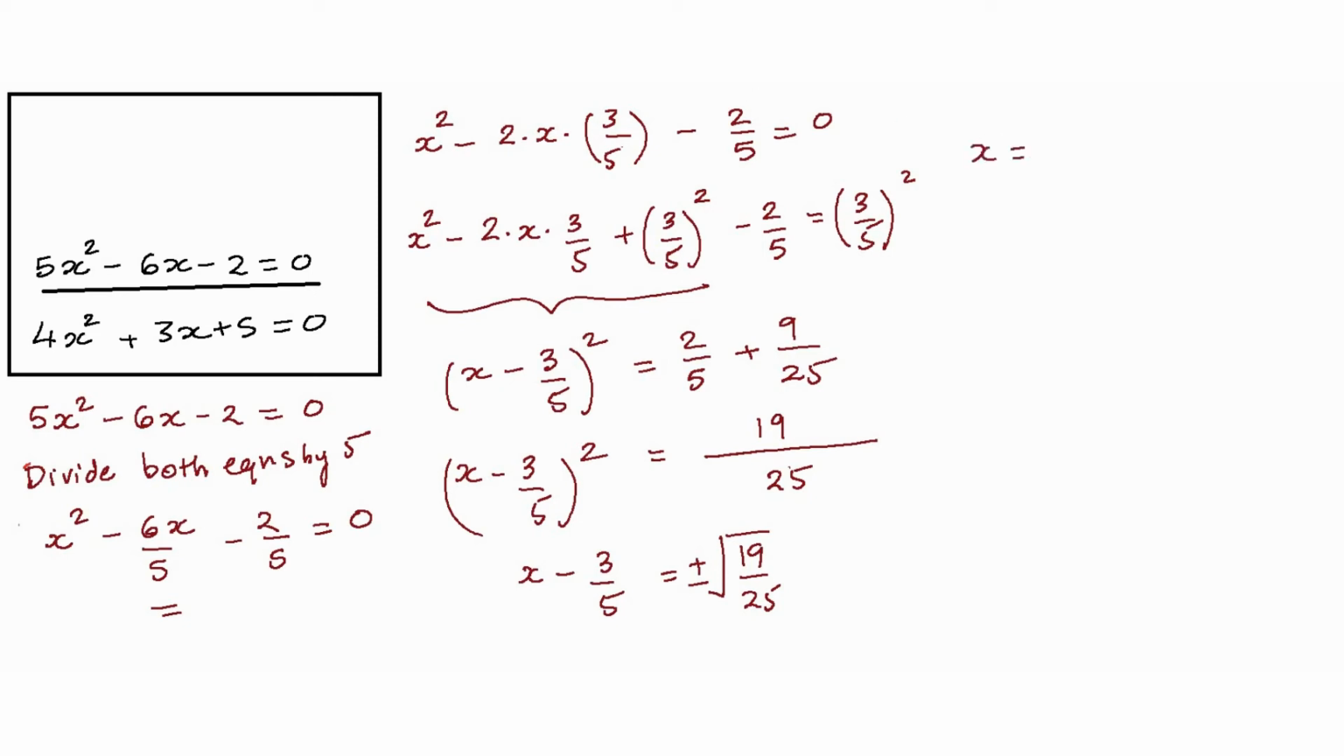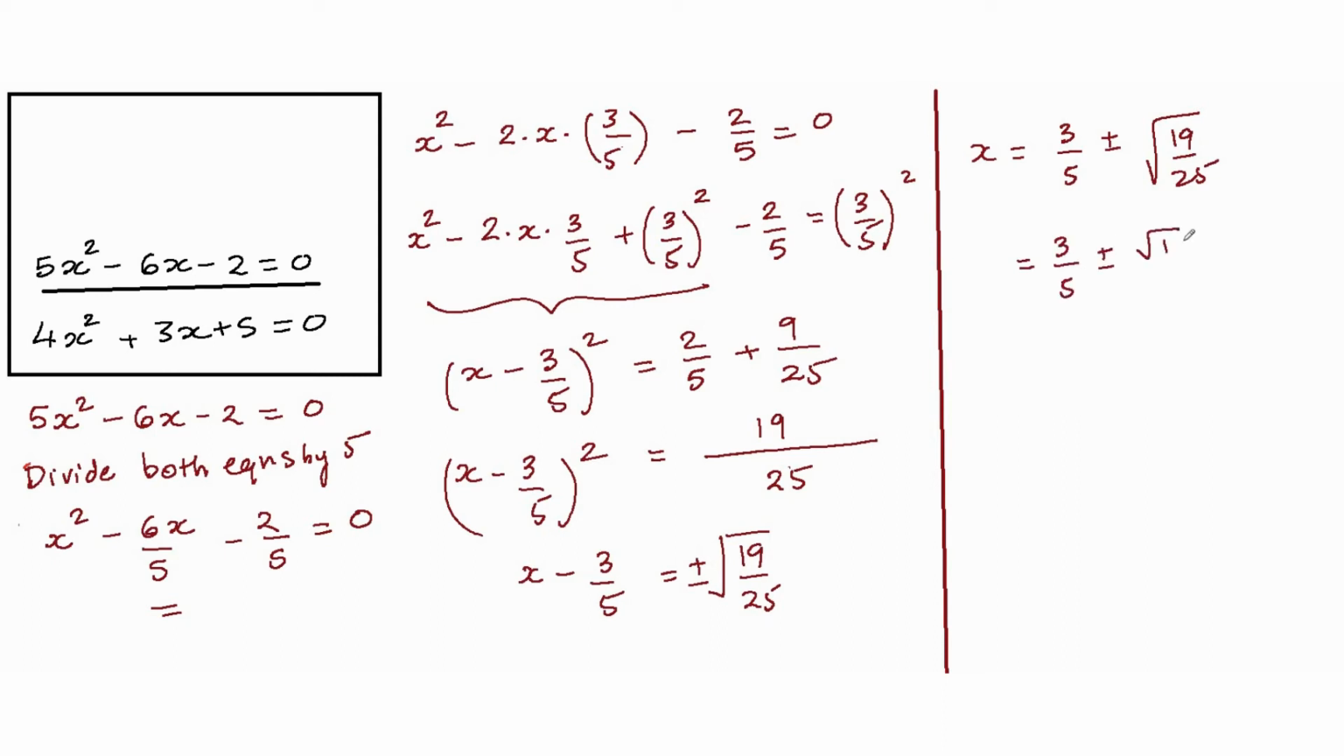And therefore, let's make a partition here. Therefore x is equal to 3 by 5 plus or minus root of 19 by 25, which can be written as 3 by 5 plus or minus root 19 upon 5, right? And therefore x will be (3 plus root 19) by 5, or x will be (3 minus root 19) divided by 5, right? These are the two roots to my quadratic equation.